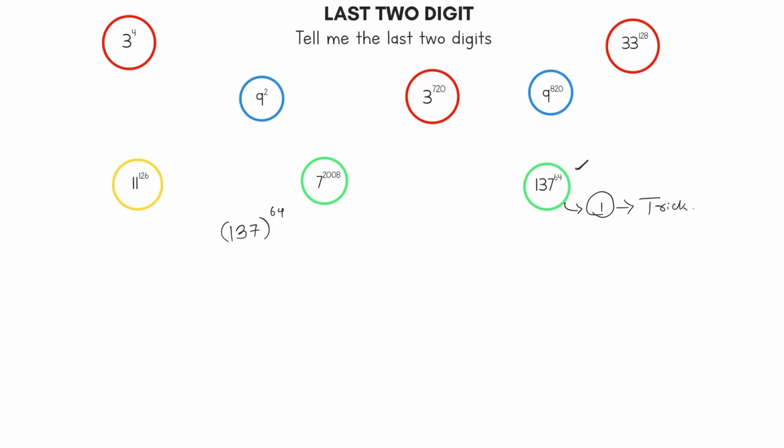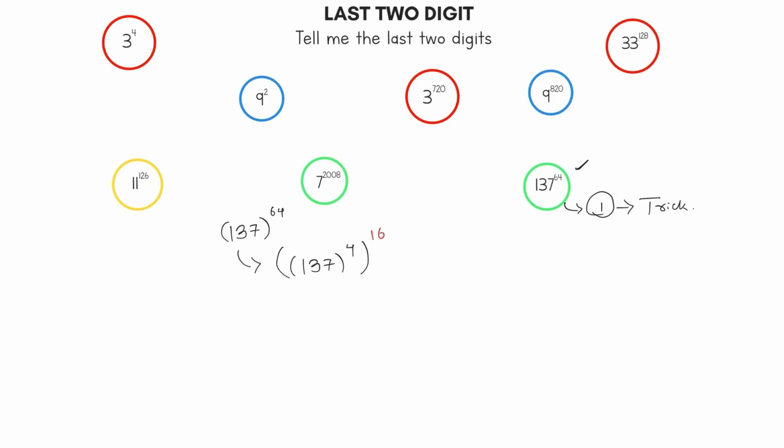So which power of 7 ends in 1? 7 power 4. We have already seen this. Okay, so I'll write this as now 137 raised to 4, the whole raised to 16. Okay, and why did I do this? Because now it can end in 1. 7 power 4 will end in 1.